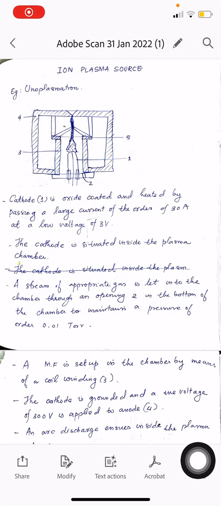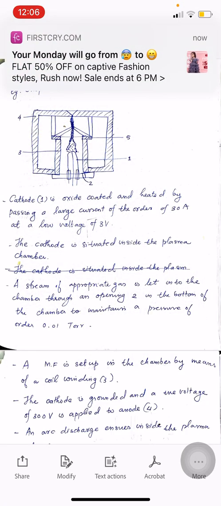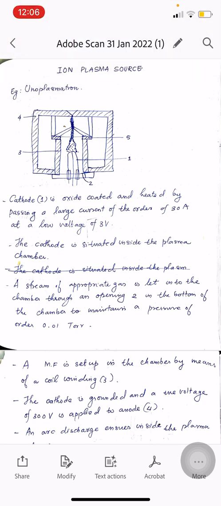Good afternoon. We are discussing the ion plasma source. One example of an ion plasma source is the Duoplasmatron, and the figure given is the Duoplasmatron. So we are explaining what all the components in the figure are.